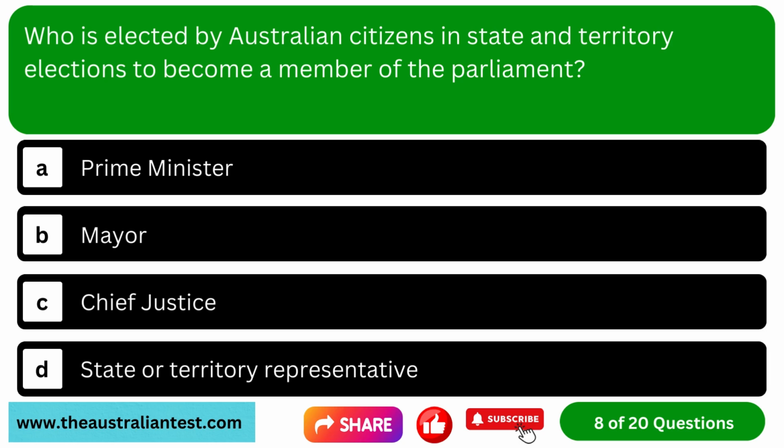Question 8. Who is elected by Australian citizens in state and territory elections to become a member of the Parliament? Option A, Prime Minister. Option B, Mayor. Option C, Chief Justice. Option D, State or Territory Representative.